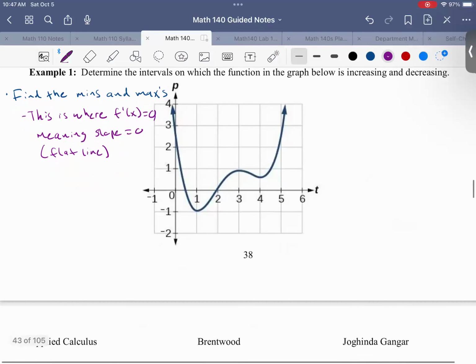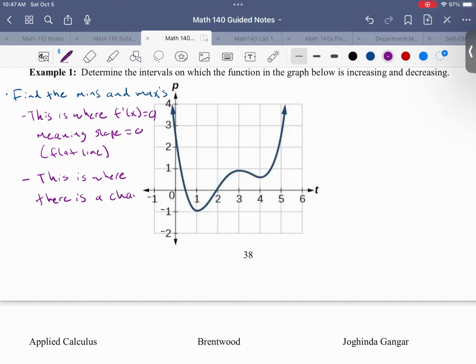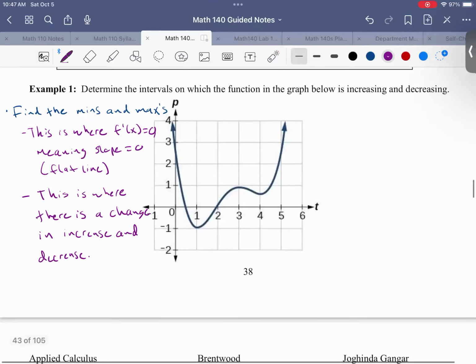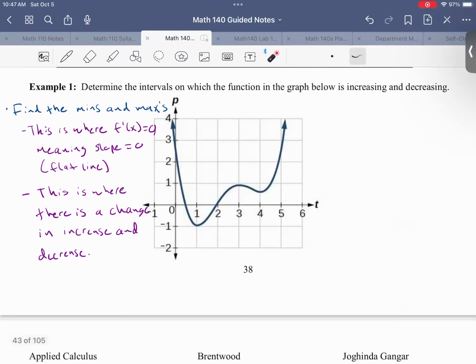So at these points, these mins or maxes, this is where there is a change in increase and decrease. Okay. So I want to find these mins and maxes. We don't have to calculate anything. What we can do is just look at this graph and see where our mins or maxes are.